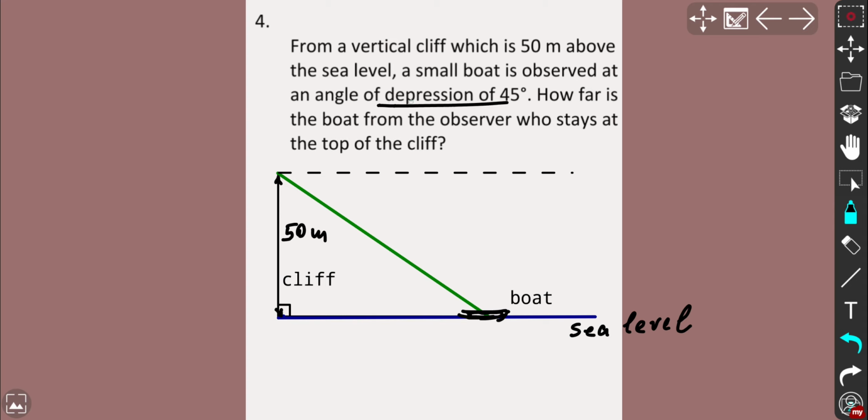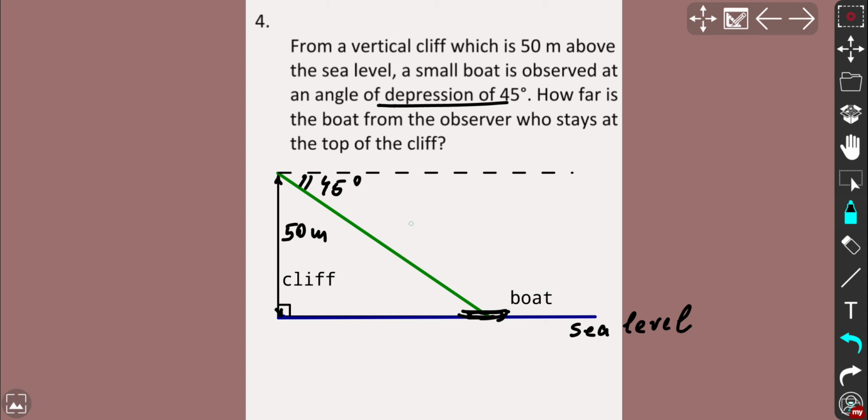So angle of depression is very similar to angle of elevation. However, depression is just below the horizontal line or horizontal level. So in this case, it's 45 degrees. It's the angle between the line of sight from the cliff to the boat and the horizontal line that's parallel to the sea level. How far is the boat from the observer who stays at the top of the cliff?